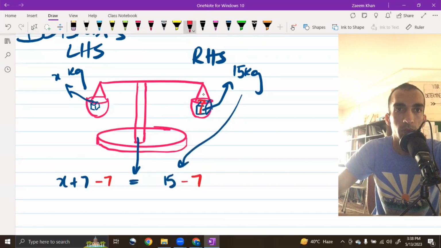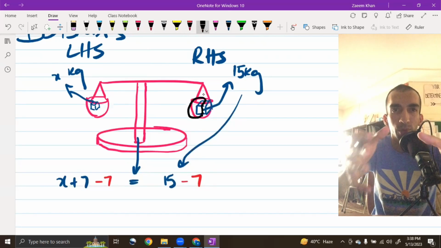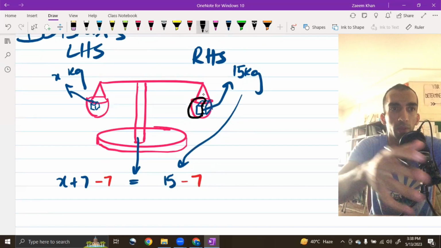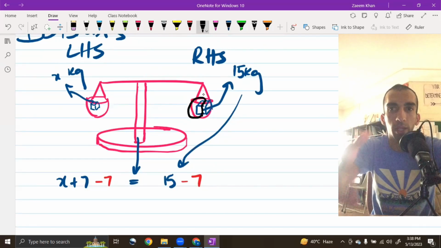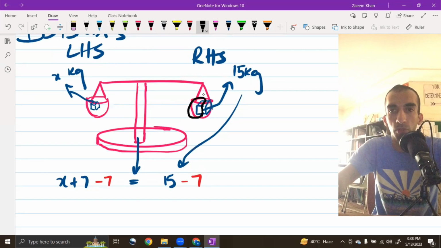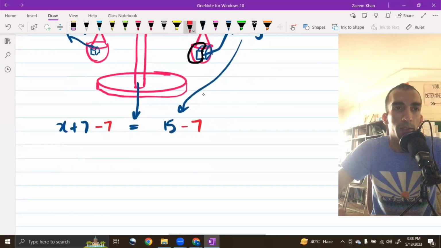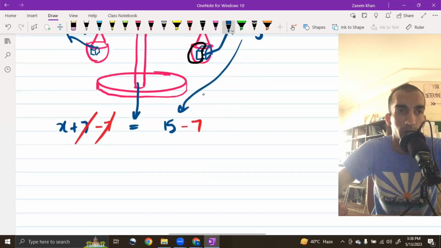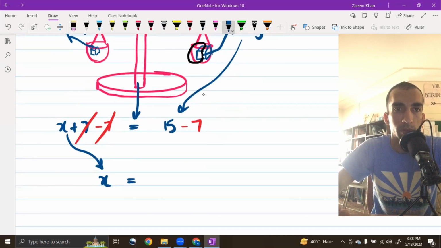Since I've erased or removed that box from there, would I not also have to remove a certain part of this box so that this balances out? So I'll have to equally remove some weight from here as well so that it balances out. Otherwise, the right-hand side is going to drop. It's going to be heavier, right? Now, if I take away 7 from a 7, do they essentially get cut out? I'm left with X equals, what is this expression equal to?